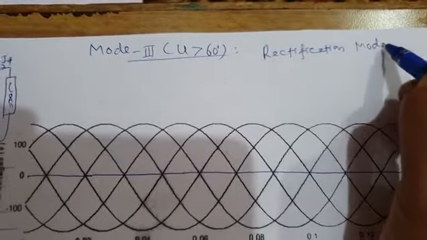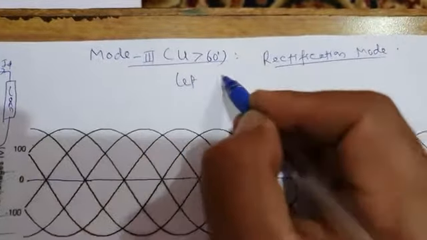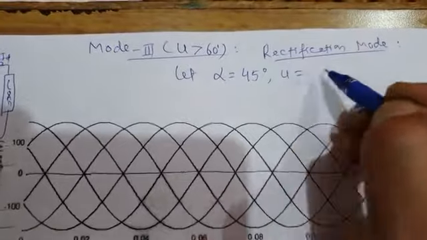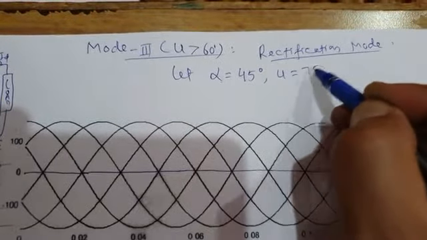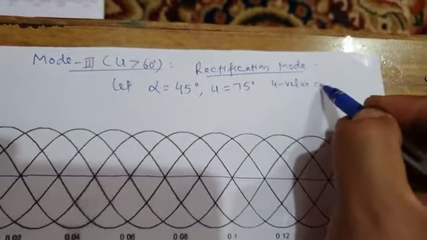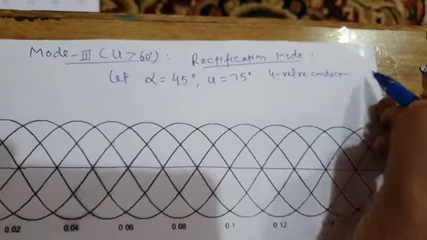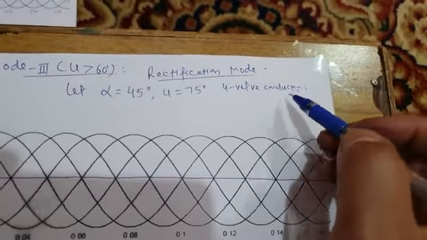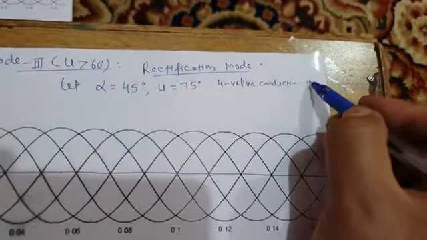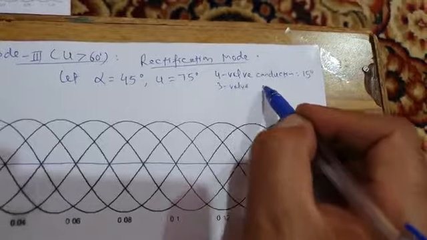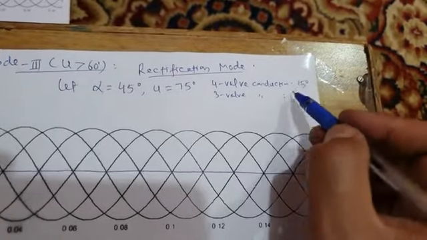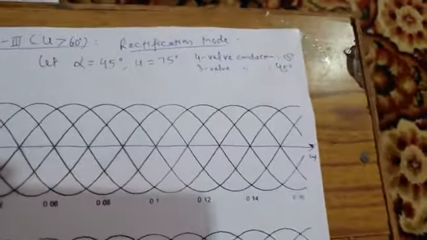Rectification mode, and in this rectification mode we will assume alpha has to be greater than 30 degrees, so let alpha be 45 degrees and u be 75 degrees, because u is greater than 30 degrees. So we already know that 4-valve conduction intervals will be there for u minus alpha, that is 60 minus 45, that is 15 degrees. And 3-valve conduction periods will be there for 120 minus u, that is 120 minus 75, that is 45 degrees. So the 45 degree intervals.